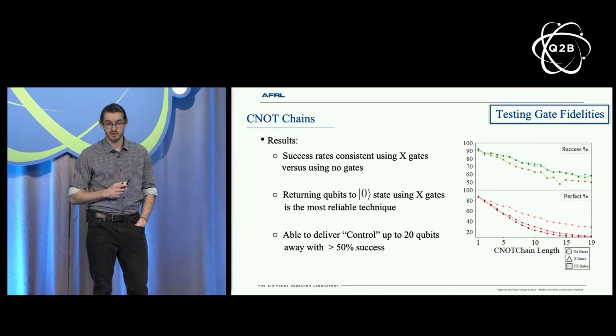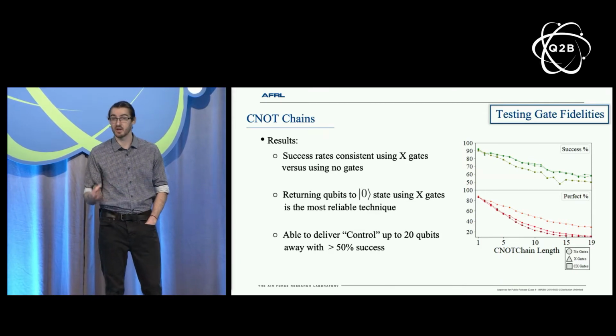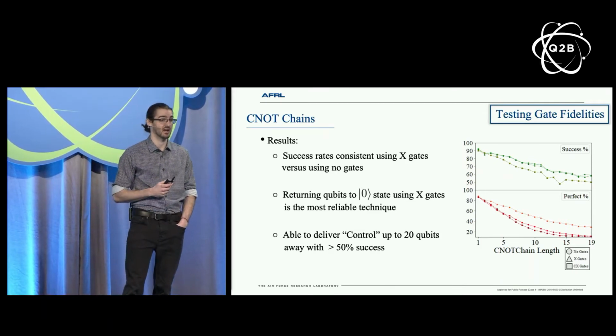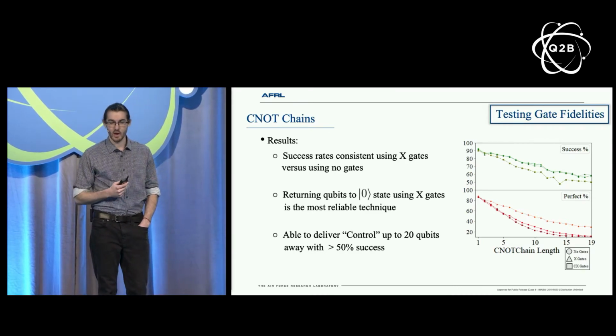The purple one at the bottom, that was quite interesting because you can see there's quite a large gap between using X gates to reset your ancilla qubits, versus doing nothing, versus using more CX gates. And then we asked ourselves, okay, why would this be?